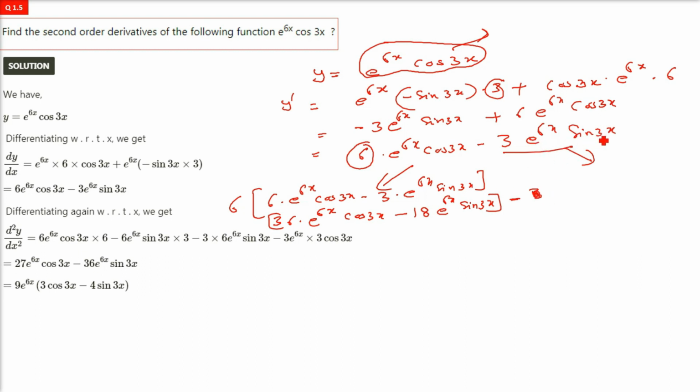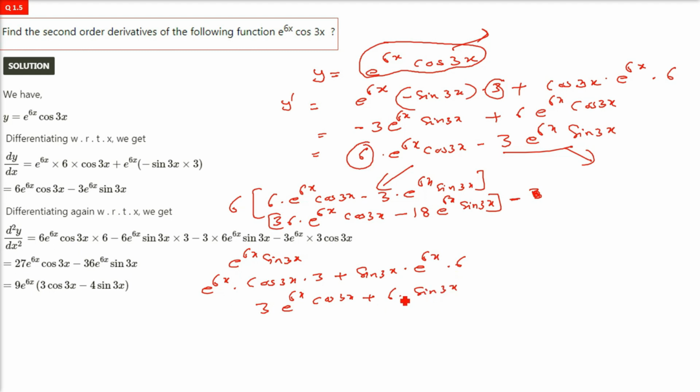Let us do e raise 6x sin 3x separately. So e to the power 6x, sin 3x will be cos 3x, differentiation of 3x will be 3, plus then we have sin 3x, differentiation of e raise 6x will be e raise 6x, differentiation of 6x will be 6. So what do you get? 3 e raise 6x cos 3x, this is the first one, plus we have 6 sin 3x, then we have e raise 6x. Now you have a 3 also here.